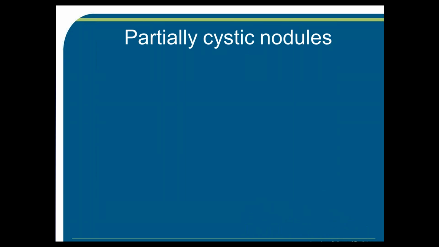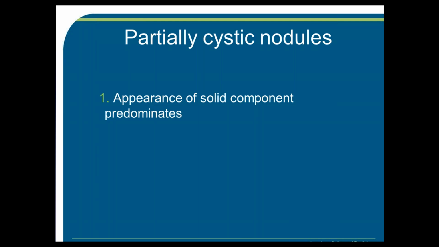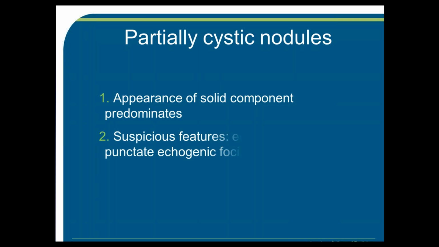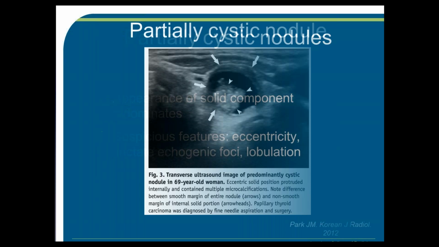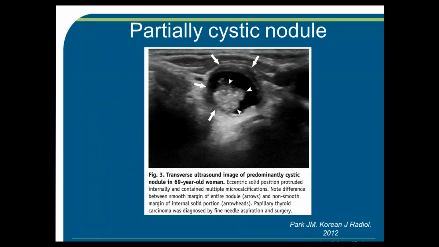I want to spend a moment or two on partially cystic nodules because I think these give people, including myself, problems. It's important to recognize that the appearance of the solid component predominates, and suspicious features of the solid component, including eccentricity, punctate echogenic foci, and lobulation, are concerning. That's illustrated in this image from the literature that shows a partially cystic nodule that has a mural component that has some punctate echogenic foci and is lobulated, and this was a papillary thyroid cancer.